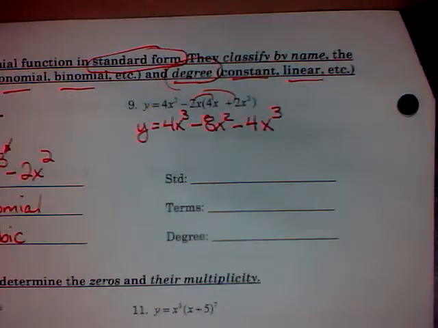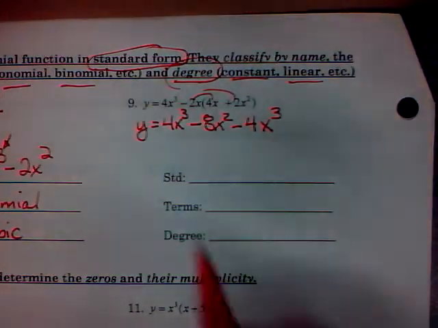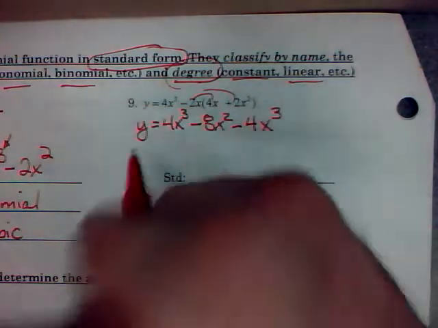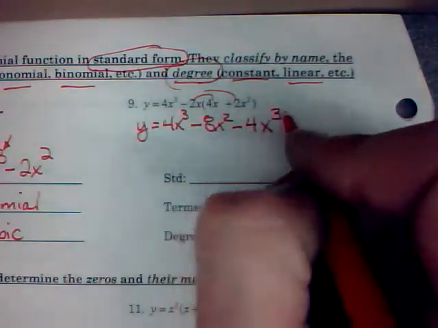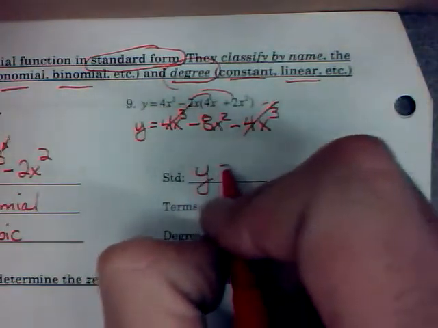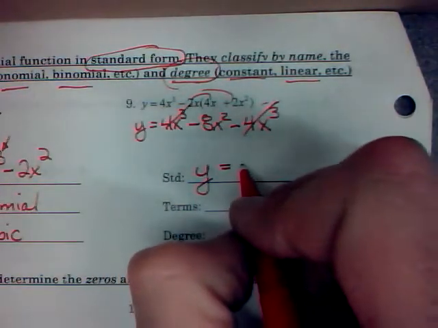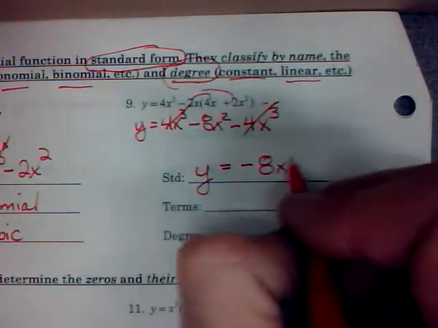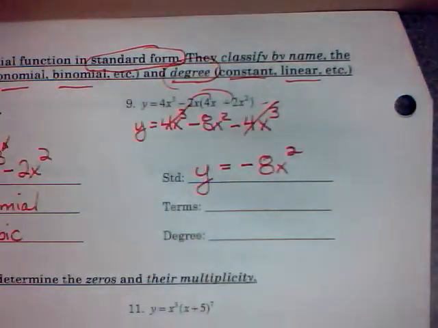Okay. And now we're going to combine like terms, and it would appear that we're going to have a cubic here, but the 4x cubed minus the 4x cubed, those cancel, which is nice. So the only thing you're left with is y equals negative 8x squared.